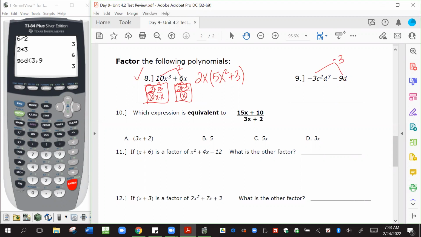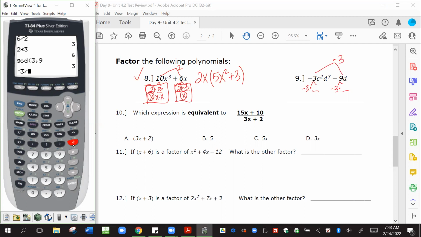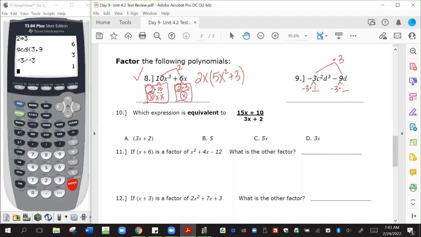So I'm going to come down and say, well, this is going to be -3 times something. And this is going to be -3 times something. So to figure out that second half, I take the original number and divide it by its GCF. So I get -3 times 1. And I take my original on the second one and I divide it by my GCF.